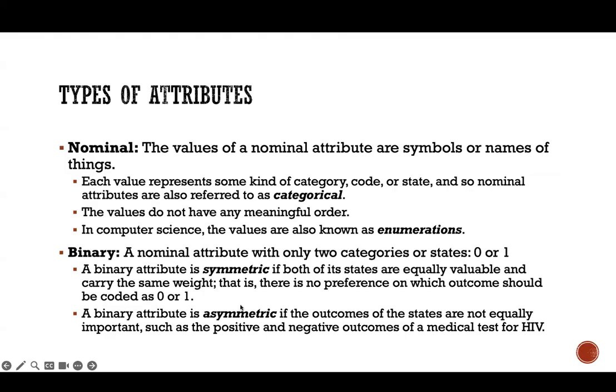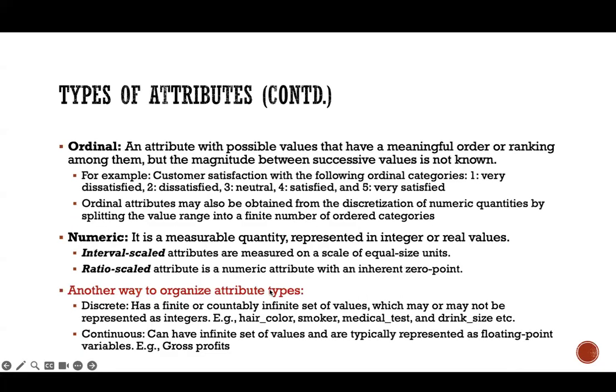Then we can have binary attributes, 0 or 1. And again, binary attributes can be distinguished as symmetric or asymmetric. Symmetric binary attributes are the ones where both states are equally valuable, like male and female, and they carry the same weight. So there's no preference for one or the other. Whereas a binary attribute will be asymmetric when the outcomes of the states are not equally important. So positive and negative outcomes of a medical test for HIV, for example. Right? So it could be binary, either symmetric binary or asymmetric binary attribute.